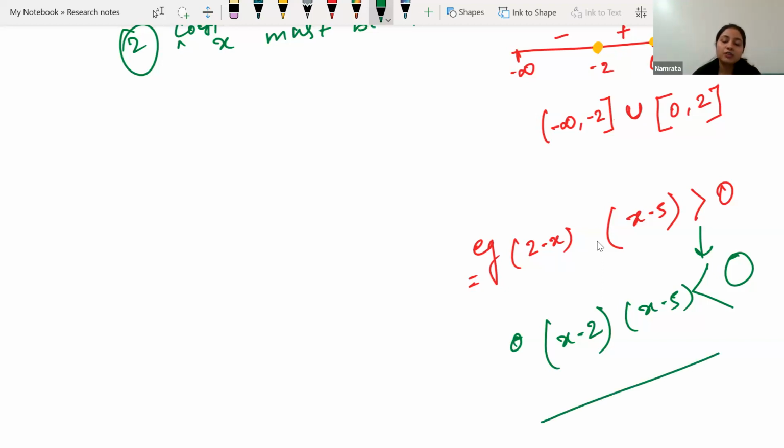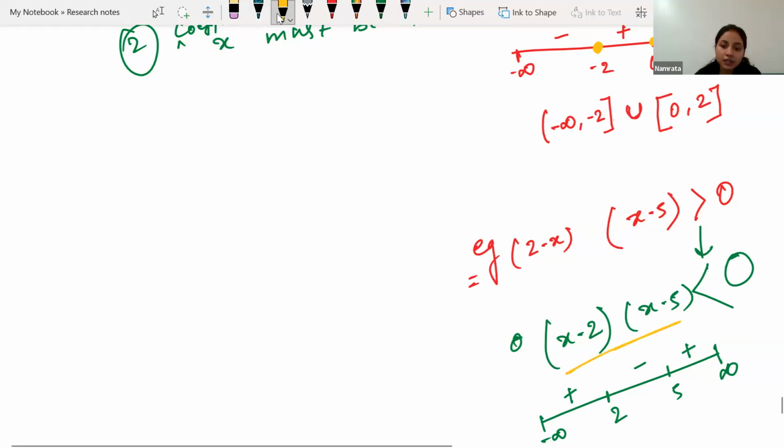Okay, so now we are having a number line from minus infinity to plus infinity. Put the critical points 2 and 5, and from the right-hand side just start writing plus, then minus, then plus. What will be the solution set? We need (x minus 2)(x minus 5) smaller than 0, lesser than 0. That means we need the negative.